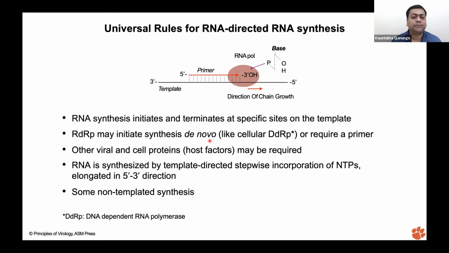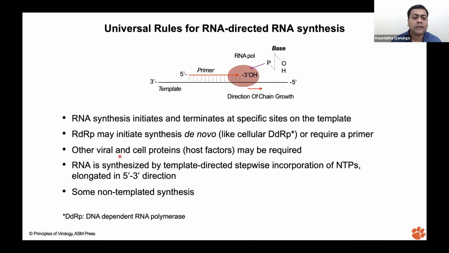But in the virus, it could be either: it doesn't require a primer or it may require a primer. And other viral and cellular proteins also may be required. This is also another important thing, that there are sometimes host factors involved. That means the RNA-directed RNA synthesis is done by the viral RNA polymerase, but for the functioning of that, some of the host proteins may be involved.